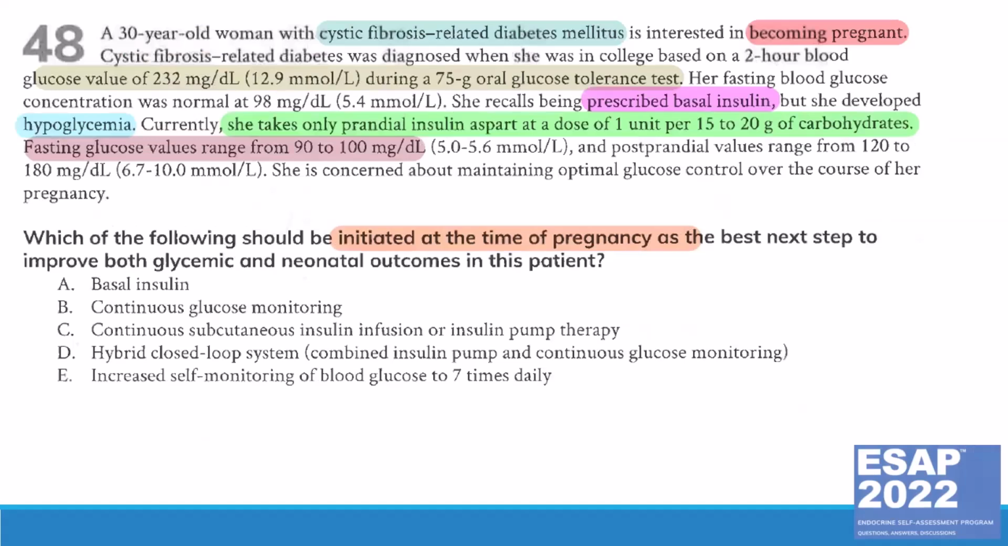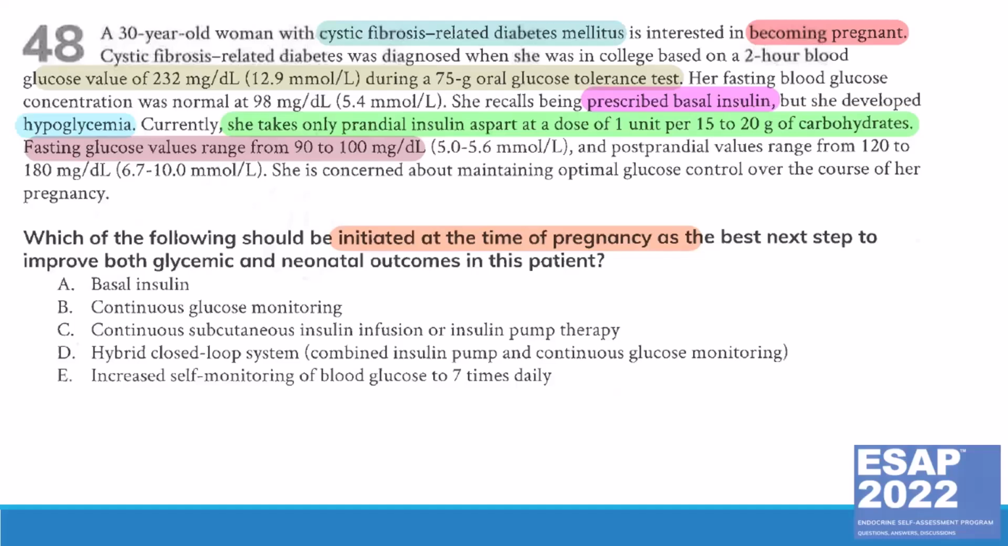Another question: a patient with cystic fibrosis related diabetes mellitus. In the final exam, as I mentioned, all patients with cystic fibrosis who present with hyperglycemia should be managed by insulin therapy. But in our case scenario, cystic fibrosis related diabetes mellitus becoming pregnant, the diabetes was diagnosed when she was in college based on a 2-hour glucose elevated to 232 with the oral glucose test.